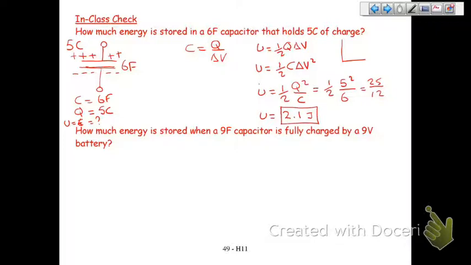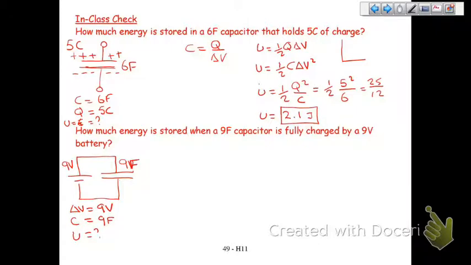It's in joules. So how much energy is stored in a 9 farad capacitor when it's fully charged by a 9-volt battery? So now we are talking about the battery. Here's the 9-volt battery, here's my capacitor, and this is going to be a 9 farad capacitor. So my delta V is equal to 9 volts, and my C is equal to 9 farads. And I want to find my energy.